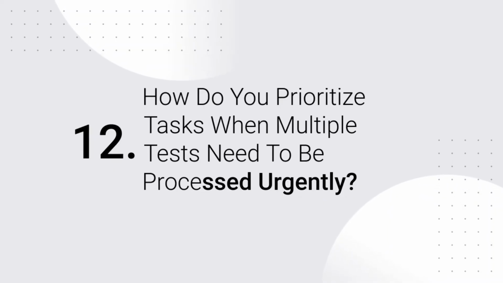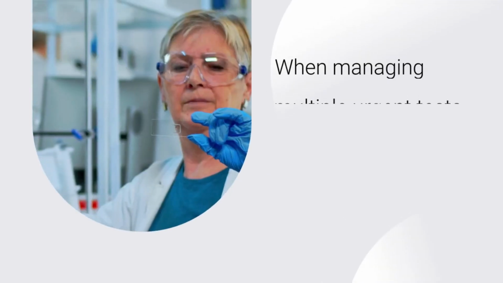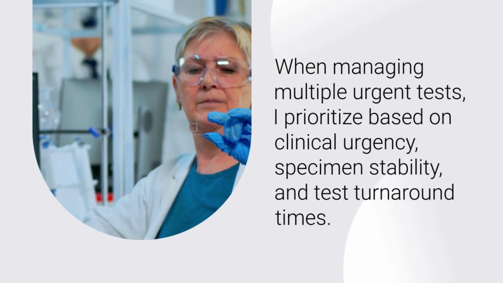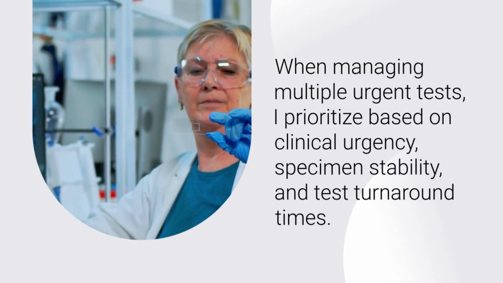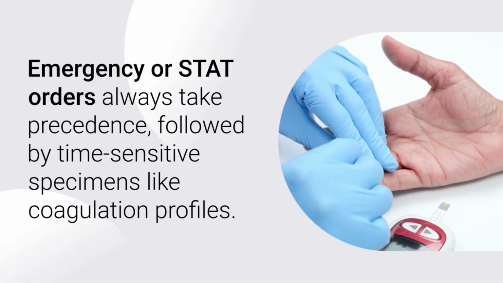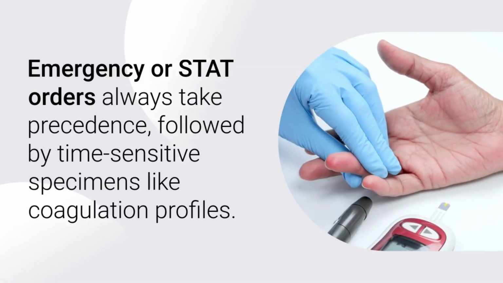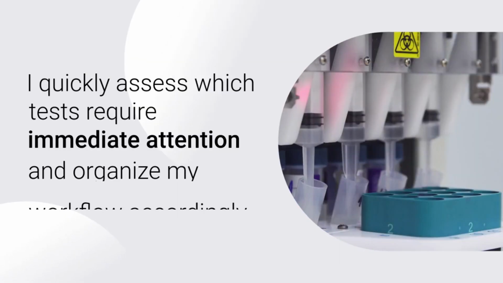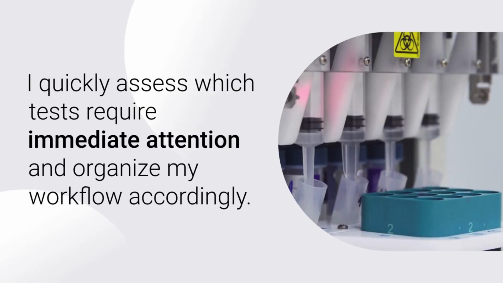12. How do you prioritize tasks when multiple tests need to be processed urgently? When managing multiple urgent tests, I prioritize based on clinical urgency, specimen stability, and test turnaround times. Emergency or stat orders always take precedence, followed by time-sensitive specimens like coagulation profiles. I quickly assess which tests require immediate attention and organize my workflow accordingly.